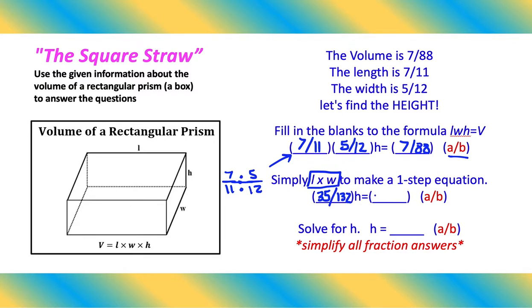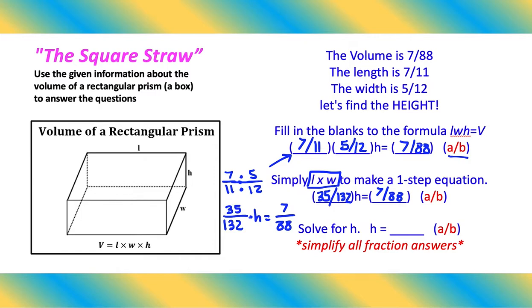Now the nice thing is the volume is still going to be 7/88. So you just get to copy that. So basically, 1, 2, 3, 4 of these blanks are just copying the information as you see it. Now, how do we solve this thing? All right. So I don't have a lot of space. I'll try to rewrite it right here. Technically, if I were doing this on paper, here's how I would write it. I would have 35 over 132 times h equals 7/88.